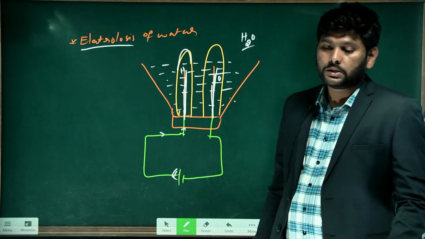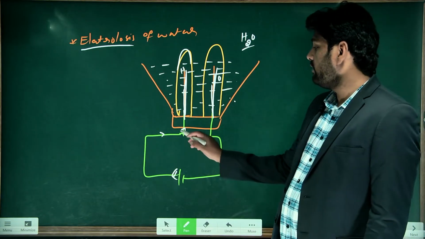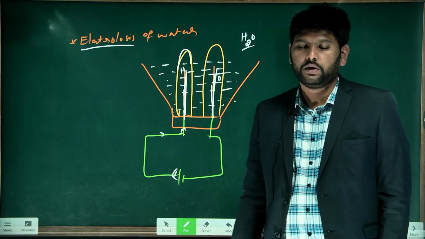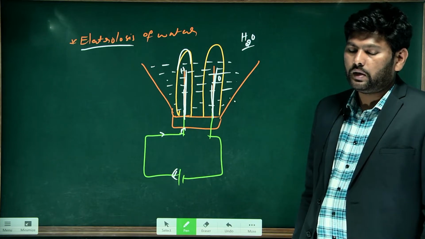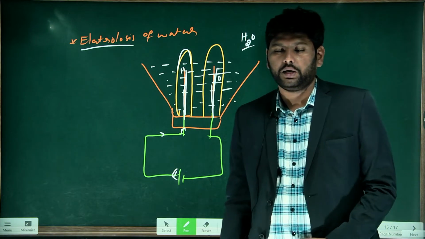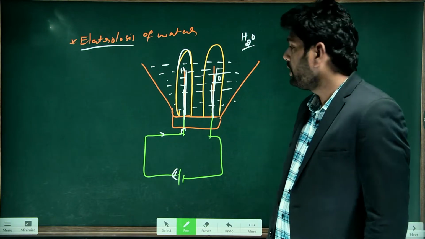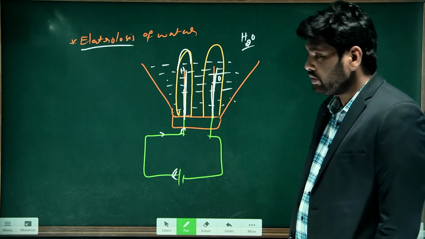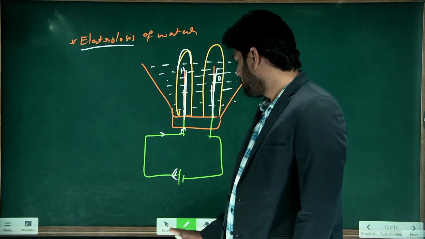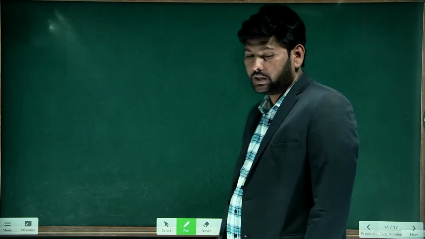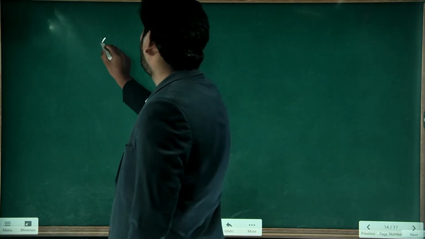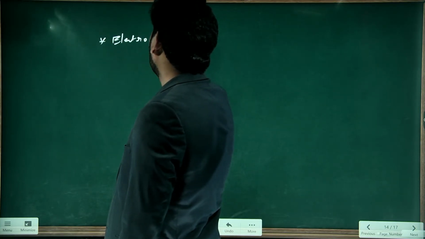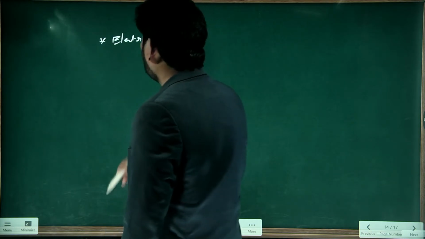So the electrolysis of water is made with the conduction of electricity through liquids. This is one of the best examples of conduction of electricity through a liquid. Another one is the electrolysis process, nothing but electroplating.